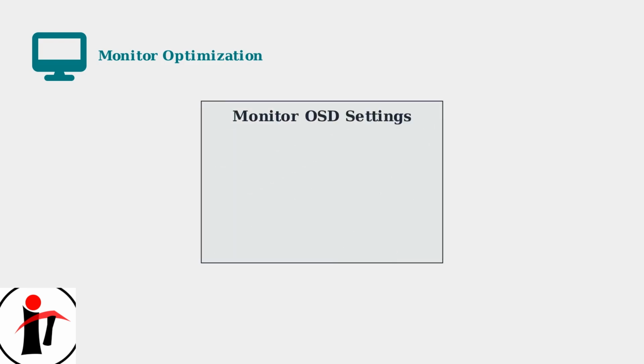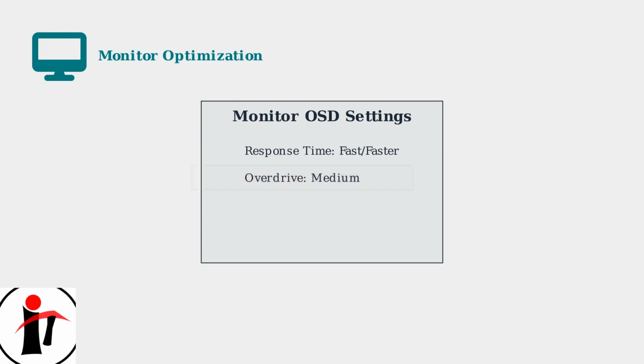Access your monitor's on-screen display menu using the buttons on your monitor. We'll configure 4 critical settings for optimal performance. First, set response time to the fastest setting, typically labeled fast or faster. This reduces motion blur during fast-paced gaming.